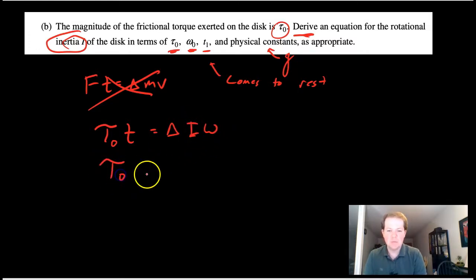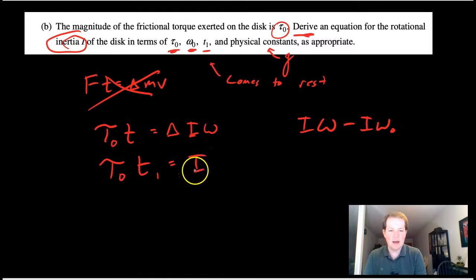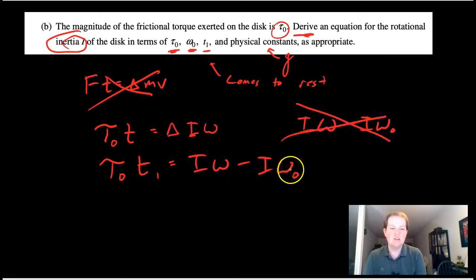So tau naught multiplied by T1 is going to equal delta I omega, that would be I omega minus I omega naught, where this is the starting speed. Let me cross this off so graders don't get confused. Now, T1, remember, that's when it's coming to a stop. So what's the final velocity when it's coming to a stop? The final velocity would be equal to 0. So that's going to end up canceling out.